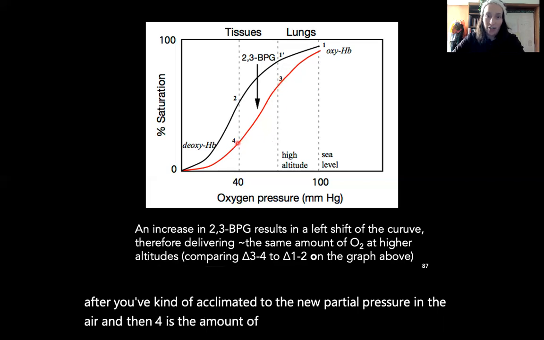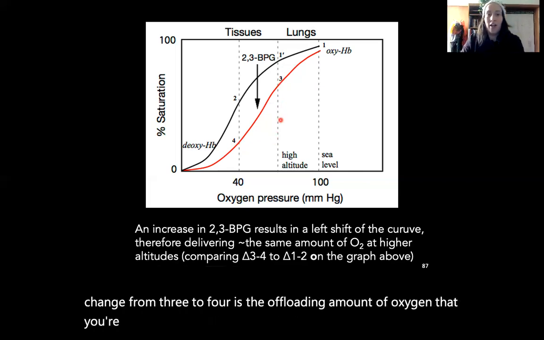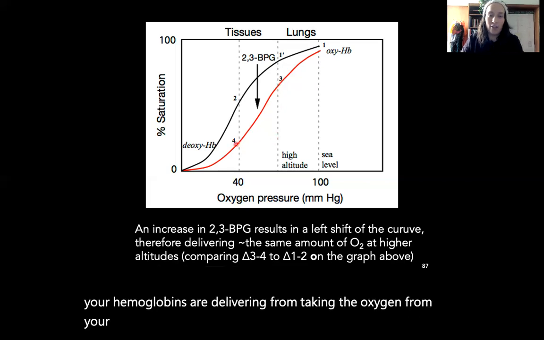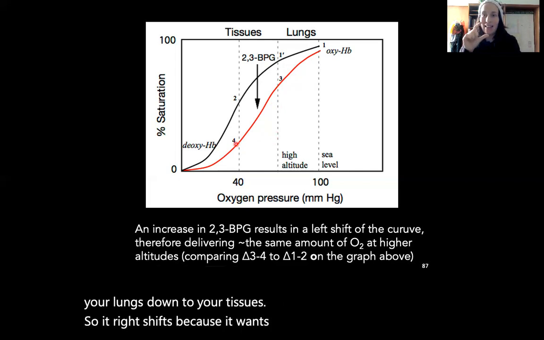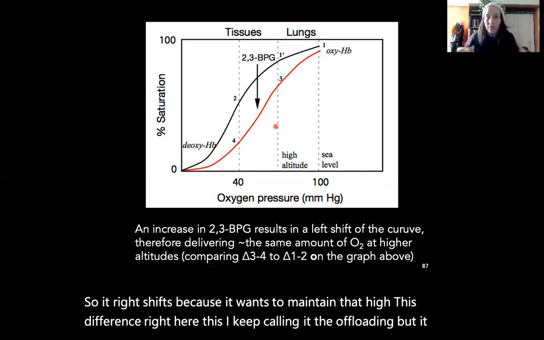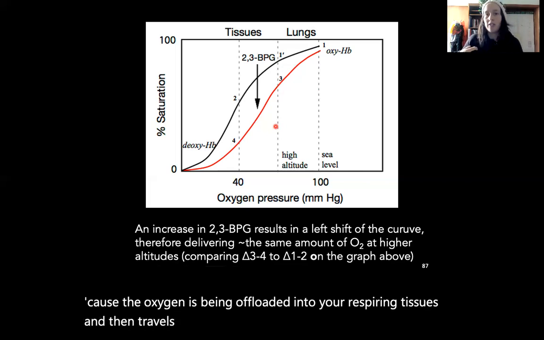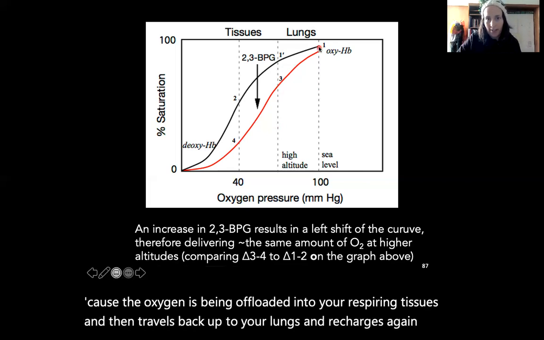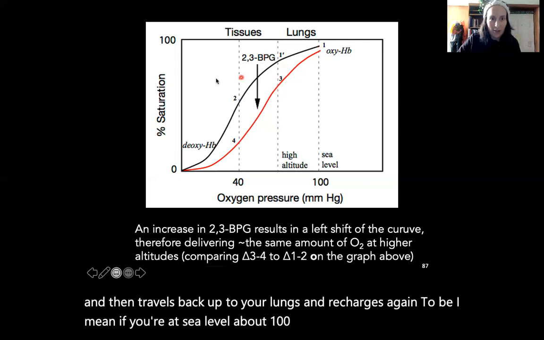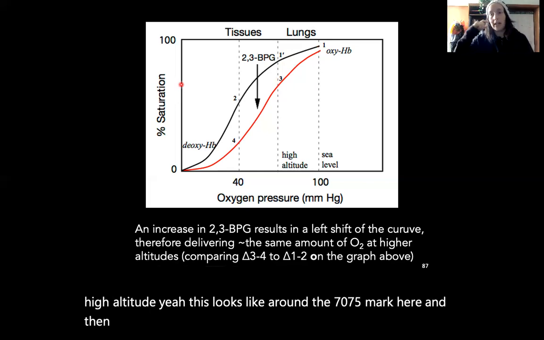Well, I guess, sorry, the change from 3 to 4 is the offloading amount of oxygen that your hemoglobins are delivering from taking the oxygen from your lungs down to your tissues. Okay, so it right shifts because it wants to maintain this difference right here. I keep calling it the offloading, but it is because the oxygen's being offloaded into your respiring tissues, right? And then travels back up to your lungs and recharges again to be, if you're at sea level, about 100% saturated, but if you're at high altitude, this looks like around the 70, 75 mark here. Okay, and then it goes and it keeps offloading.